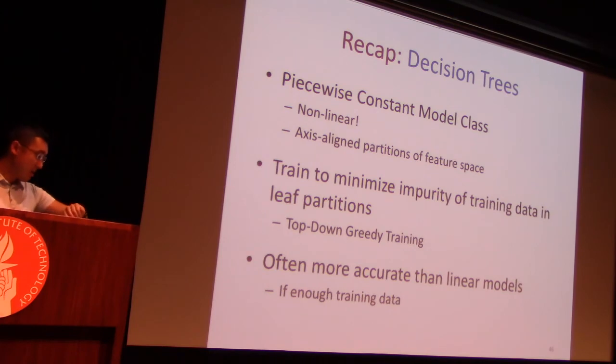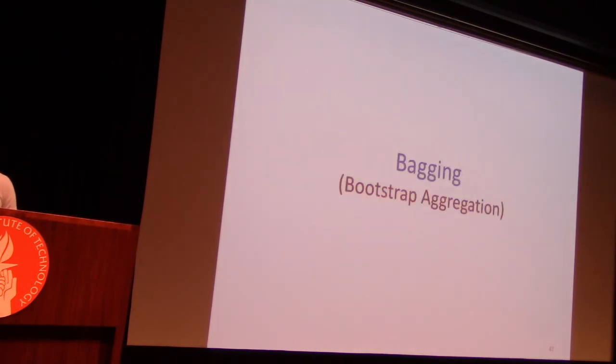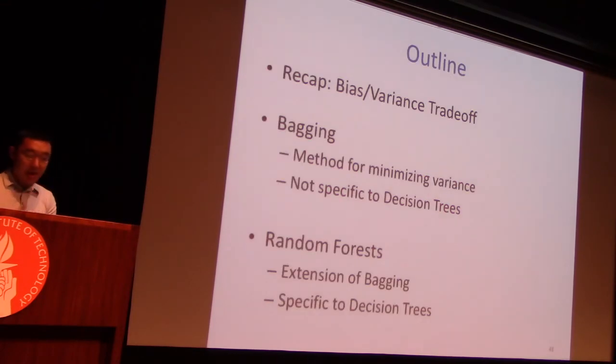In the remaining about 25 minutes, I want to talk about bagging, which stands for bootstrap aggregation. We're going to do a quick recap of the bias-variance trade-off, because bagging is motivated by the bias-variance trade-off. Then I'll talk about bagging, and then a simple extension to bagging called random forests.